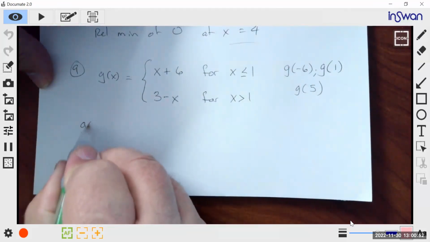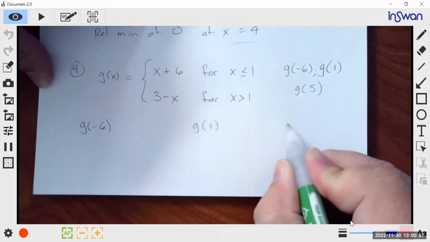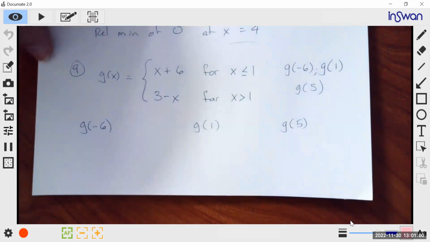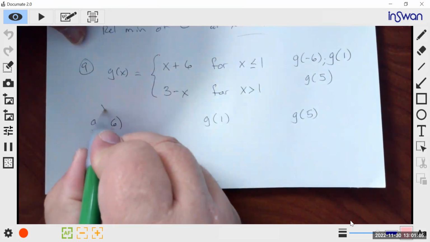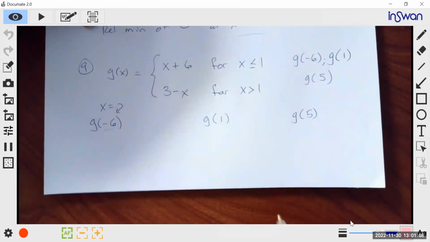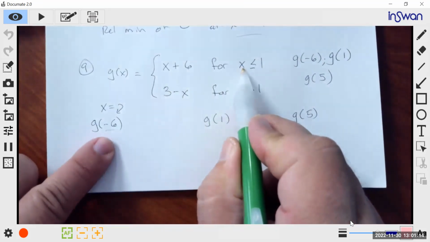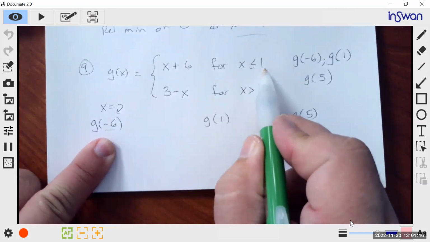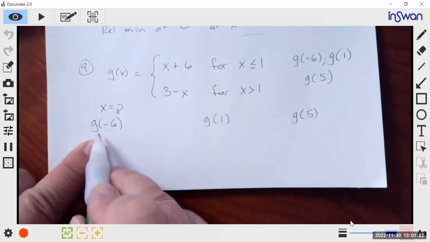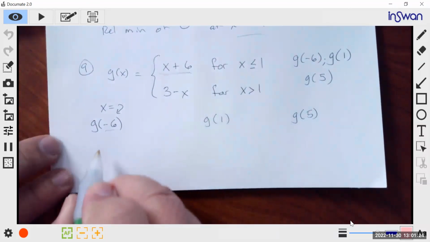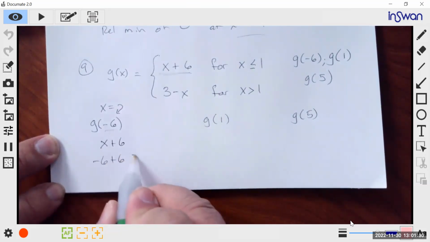So we have 3 equations that we have to fix. g of -6, g of 1, and g of 5. Whatever's inside the parentheses is the x. So if it says -6, x is -6. Is -6 less than 1, or is it greater than 1? So for this one, we have to use x plus 6. So it's -6 plus 6 equals 0.